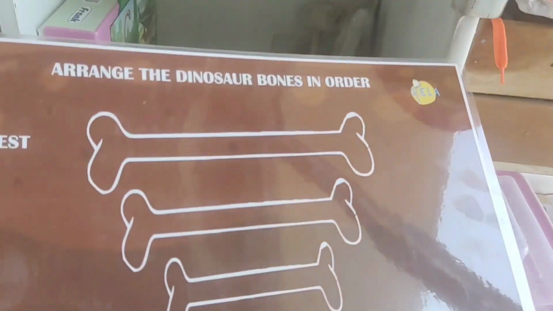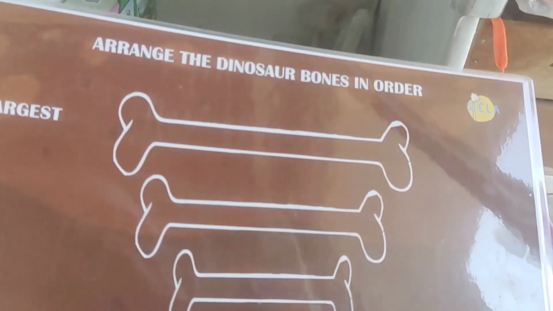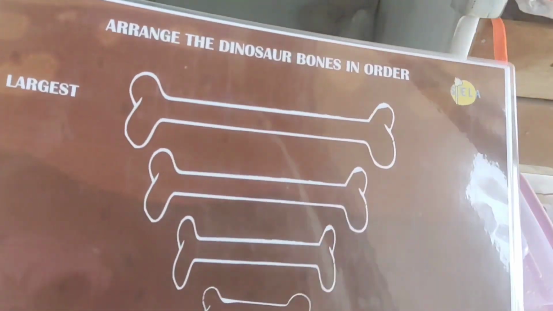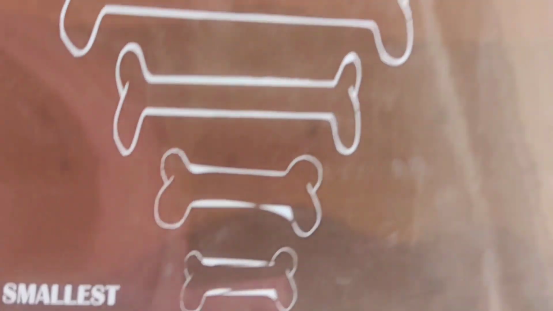And immediately behind it, you will see arrange the dinosaur bones in order, from the largest to the smallest. For that, the bone sets are provided separately because I've put them in the same cup as the tools.